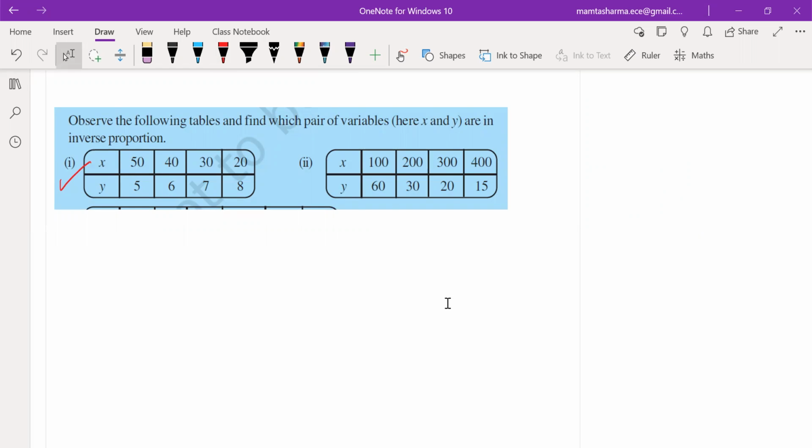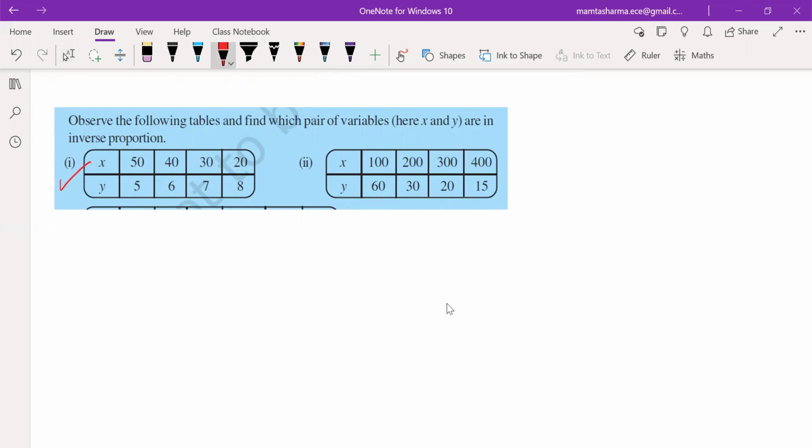Ma'am, first one is not in inverse proportion. Okay. And second one? Second one? Are they in inverse proportion or not?